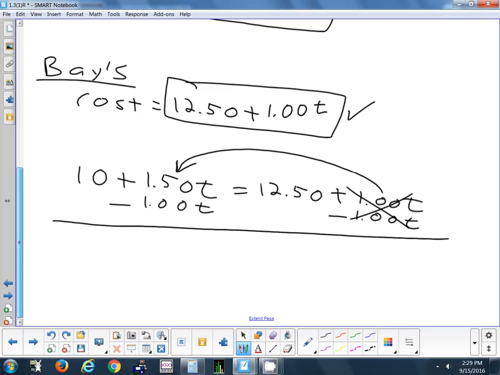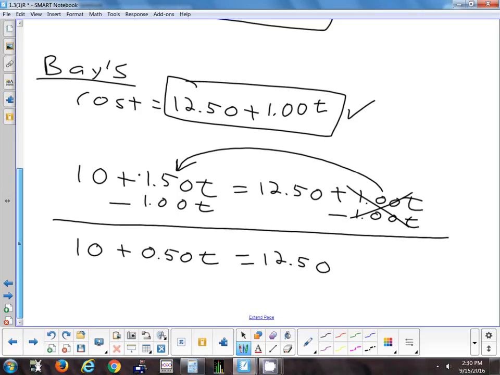All right, when I do that, how about Hannah, what happens to the 10? Yeah, we're not going to do anything with the 10 yet. That's going to be the next step. How about $1.50 T? Take away $1. What's left? Yeah, 50, 0.50. Right, $1.50, take away $1, leaves you with 50. And Bay, how about on the right-hand side? What's left there? The 12.50. Good, just the $12.50.